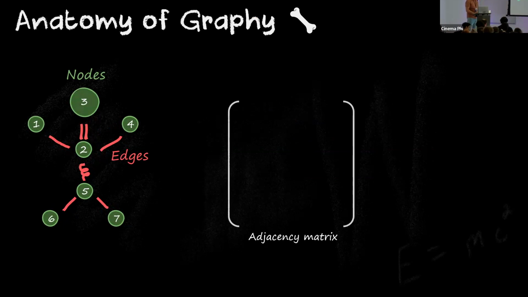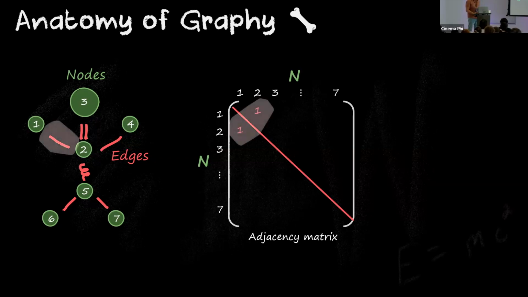The graph can be represented as an adjacency matrix, and this is how we usually represent it when we do machine learning. The adjacency matrix is of size n by n, but it is a very sparse matrix, and the matrix is also symmetric. Everything that you'll find in the upper triangle, you also find in the lower triangle.